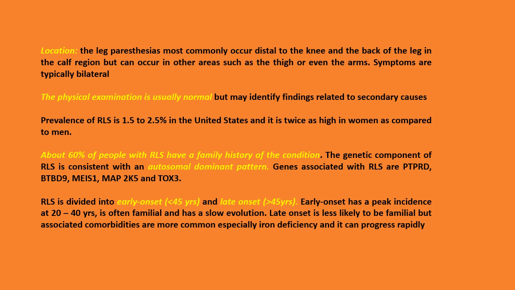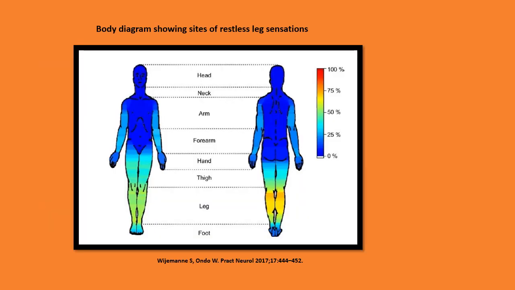RLS is divided into early onset, less than 45 years, and late onset, more than 45 years. Early onset has a peak incidence at 20 to 40 years, is often familial, and has a slow evolution. Late onset is less likely to be familial, but associated comorbidities are more common, especially iron deficiency, and it can progress rapidly. This is a body diagram showing the sites of paresthesias in restless leg syndrome.